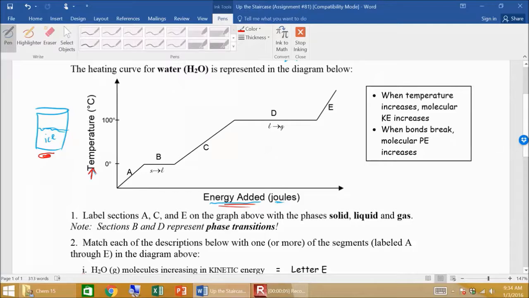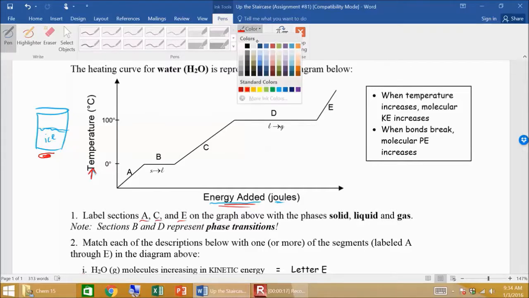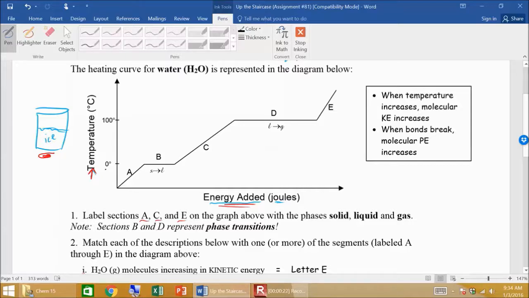Here's the first question that asks you to add labels to your diagram. Label sections A, C, and E on the graph above. A, C, and E: solid, liquid, gas. So for this, the sector in A is cold. Notice that the temperature here is 0 degrees Celsius, and A is at a temperature less than 0 degrees Celsius. So this is below the freezing point of water. This will be a solid state of water.